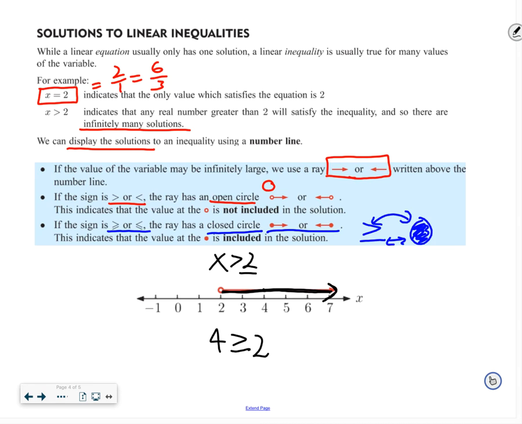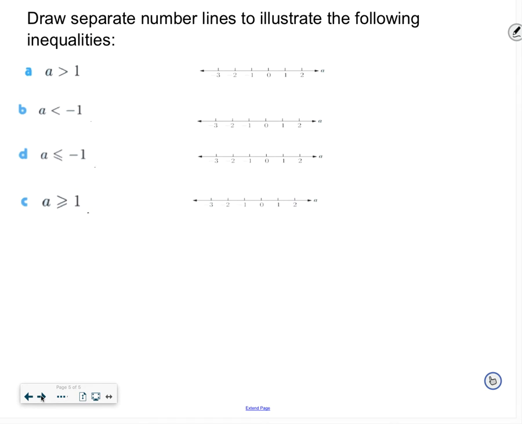Let's look at a couple examples. A is greater than 1. So I'm going to go over to 1, and I notice that a is strictly greater than 1, so it's going to be an open circle. For solutions, I could say that 2 is greater than 1. So 2 is off in this direction, and that's the direction of my arrow. All those solutions off to the right of 1 satisfy that inequality.